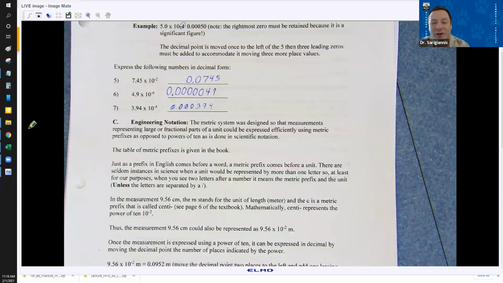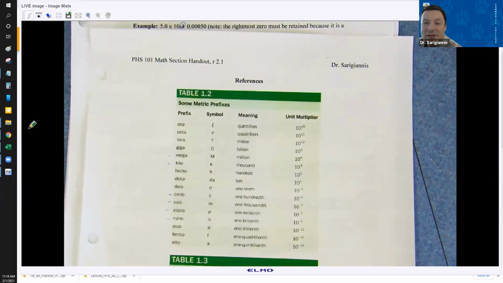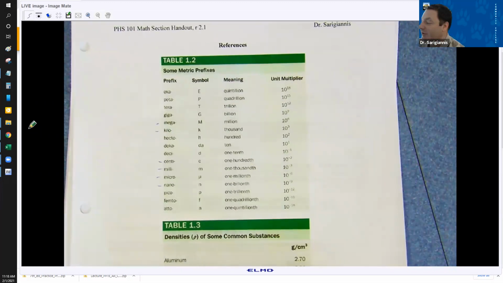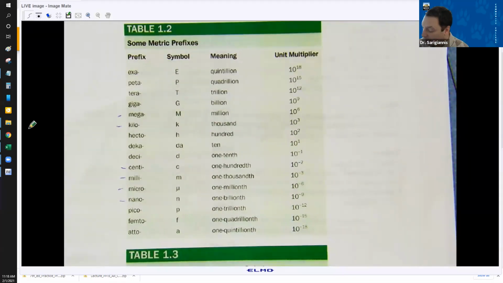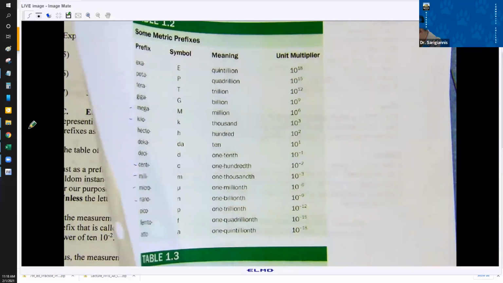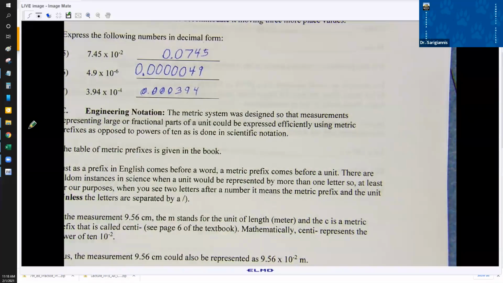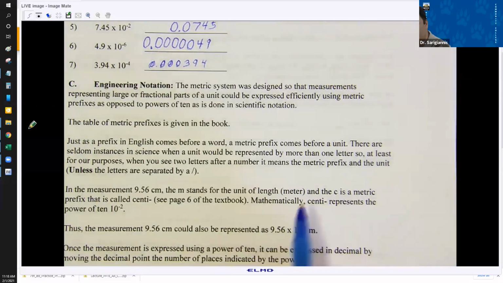You'll use what's called a prefix. And we've got a table of prefixes in the book. Let's see. Oh, here it is. Table 1.2 in your textbook. And maybe I should describe what they're doing first. All you're doing with a prefix is you're replacing.